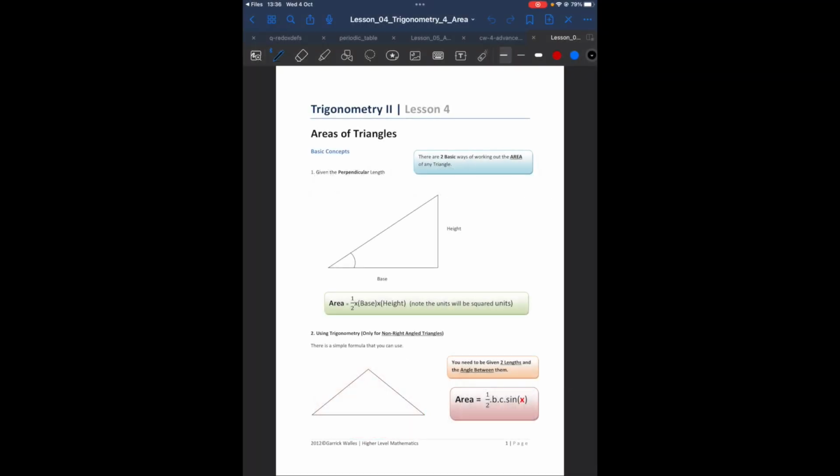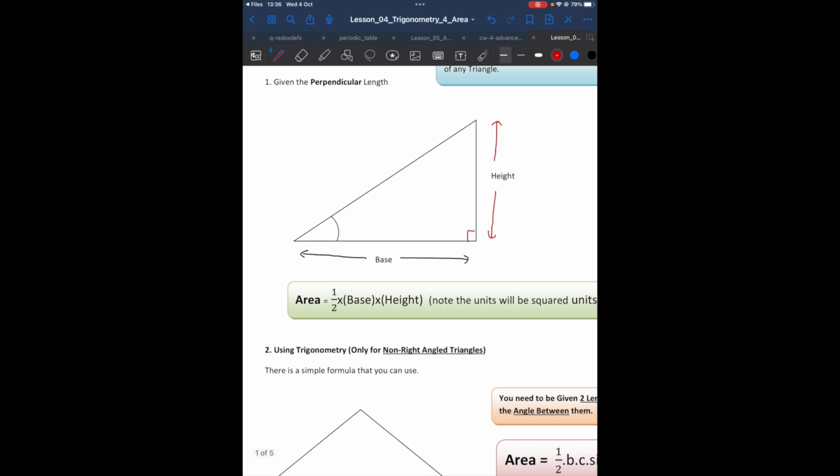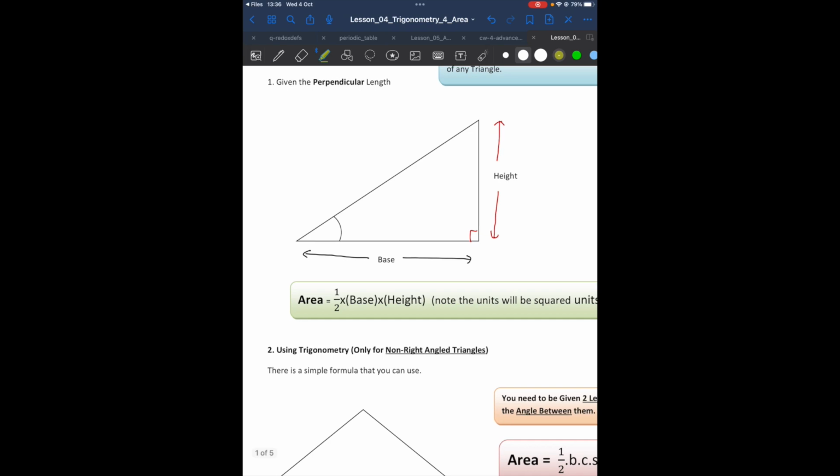In this lesson, we're going to look at how to calculate the area of a triangle. Now, there are basically two formulas or two ways that you can calculate the area of a triangle. The first method you may be familiar with. If you're given the base of the triangle and you're given what's called the perpendicular height of the triangle, which is this length here, you can work out the area using this common formula.